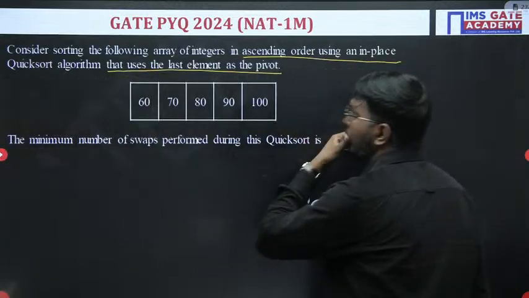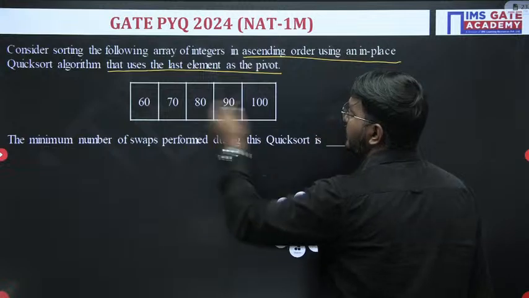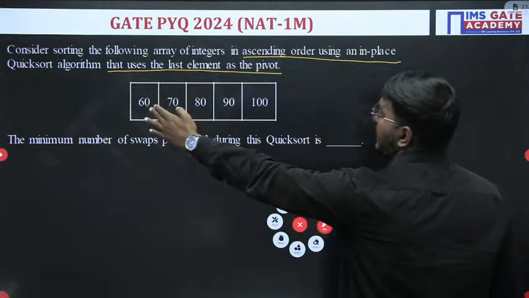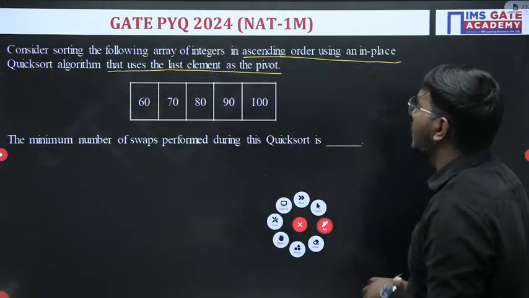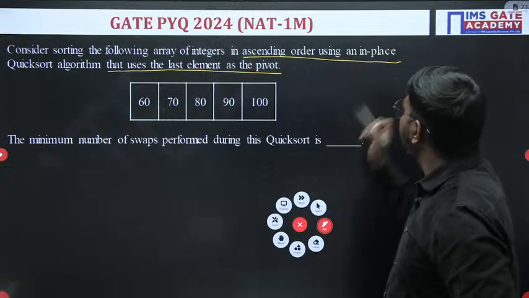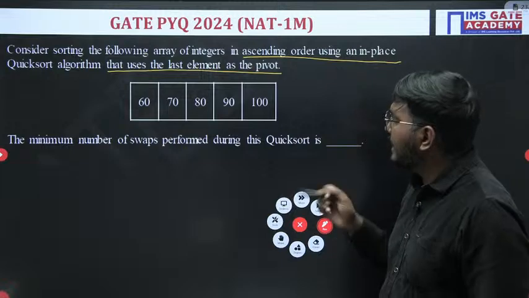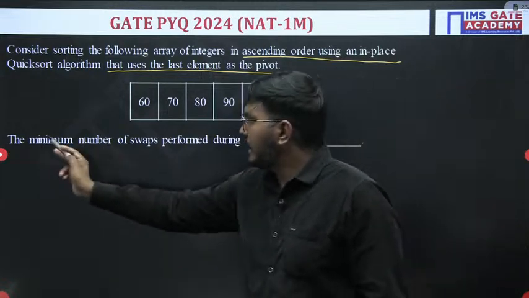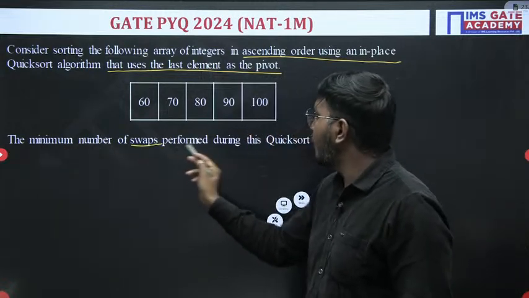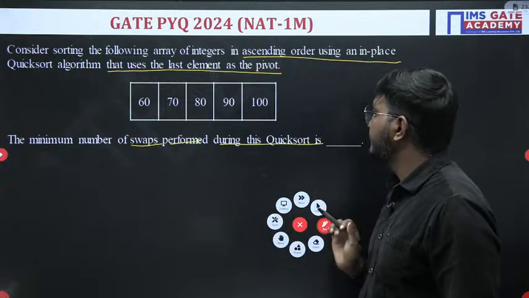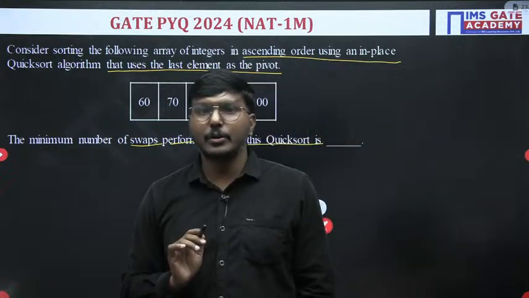This is quick sort. We are given an array, and the elements are in ascending order. We need to perform in-place quick sort that uses the last element as the pivot element, and at the end they are asking for the minimum number of swaps performed during this quick sort. Okay, fine.